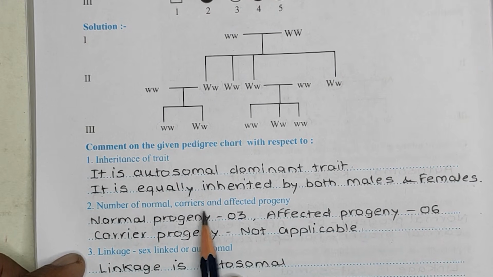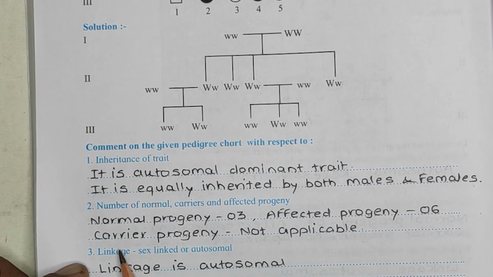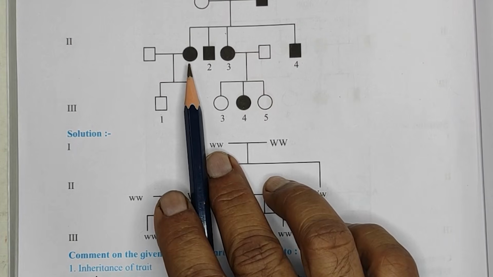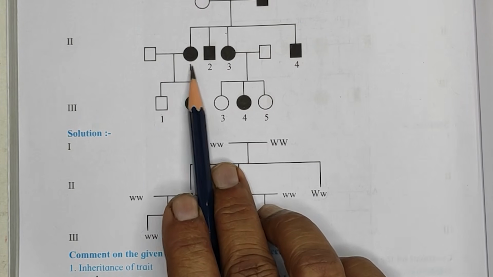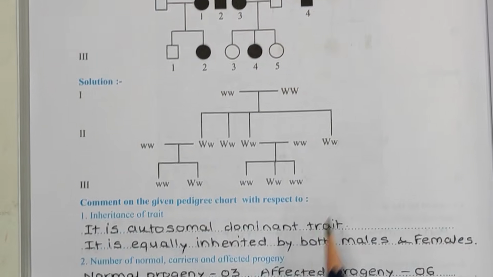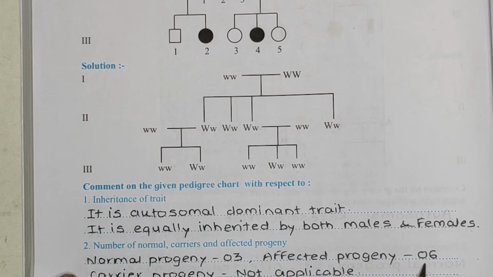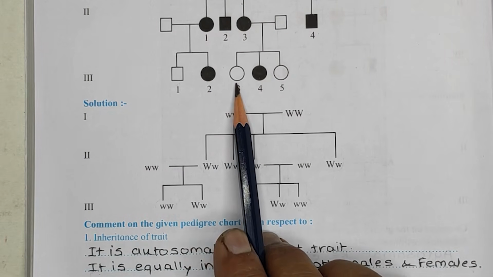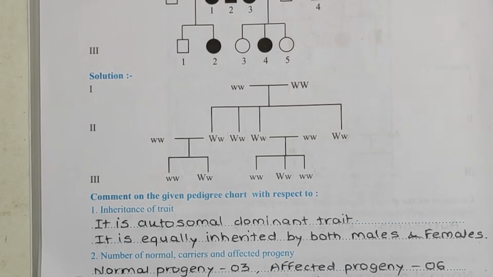Number of the normal, carrier and affected progeny. Here the carrier is not there, so we simply write here carrier progeny not applicable. Then what are the normal and what are the affected? Just now I said the fully dark one is affected. So 1, 2, 3, 4, 5 and 6. 6 are the affected ones. So we write here affected progeny 6. And the remaining are normal. Which are the normal here? 1, 2 and 3. So 3 are the normal progenies.